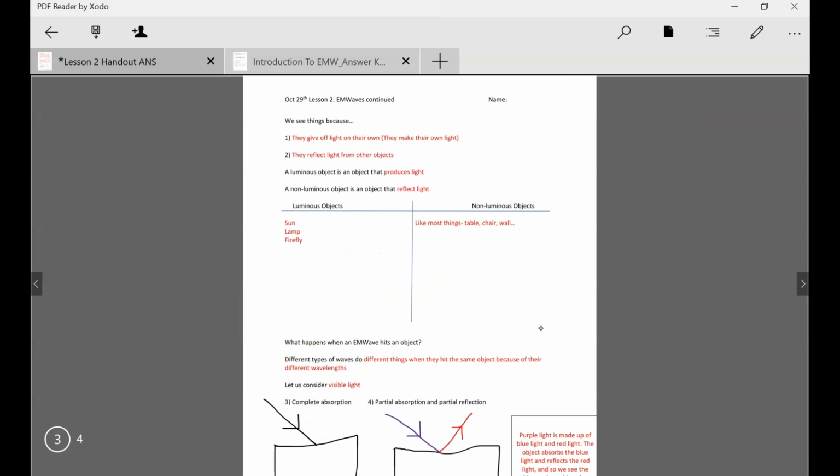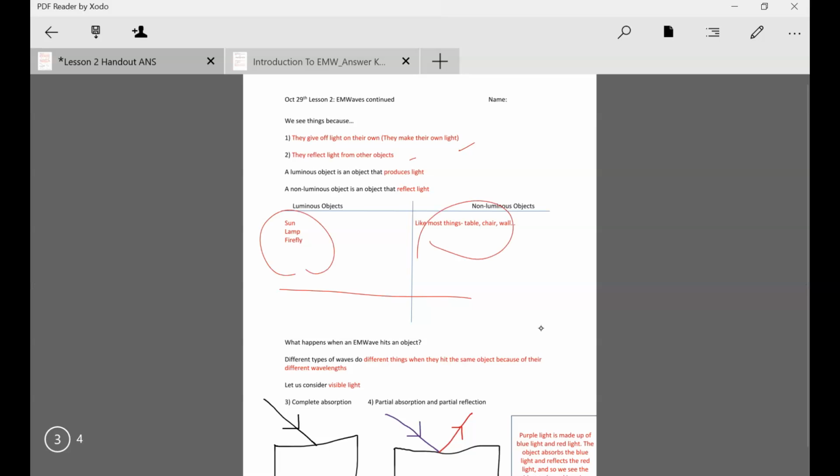All right. Some things are luminous, which means they make or produce their own light. Some things are non-luminous, which means they reflect light from other things, and we can come up with examples for both luminous and non-luminous objects. We stopped here today, where different types of waves do different things when they hit the same object, and that's because they're different types, because of their different wavelengths, right?